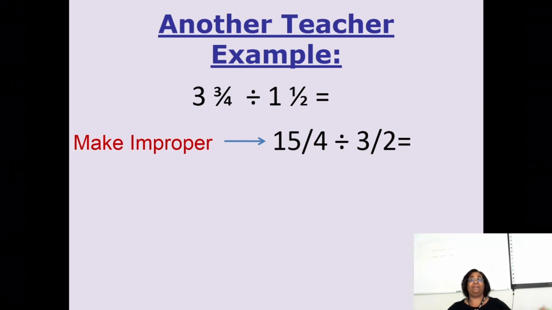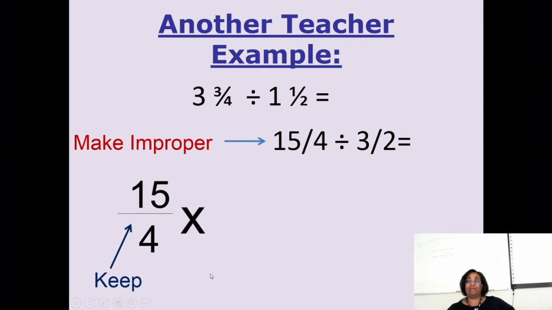Now I'm going to keep, switch, and flip. What's my first fraction? 15 over 4. Keep it. Switch the operation to multiplication. Then what do I do? 2 over 3. Flip that second one.